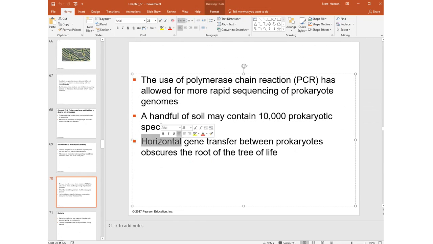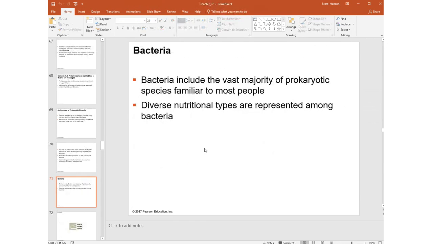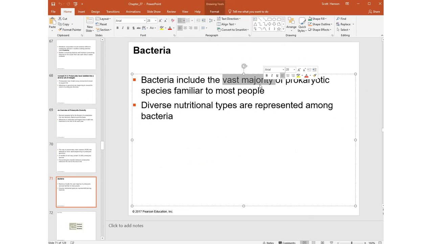And horizontal gene transfer, that's transfer from one species to another between prokaryotes, can obscure the root of the tree of life. So they do a lot of transfer and a lot of mixing and matching of genes. So the bacteria then, as a domain, include the vast majority of prokaryotic species that are familiar to most people. And all of these prokaryotic species in the bacterial domain exhibit diverse nutritional types.